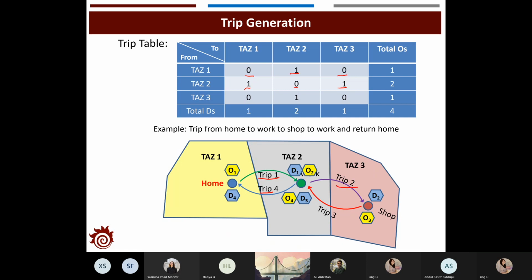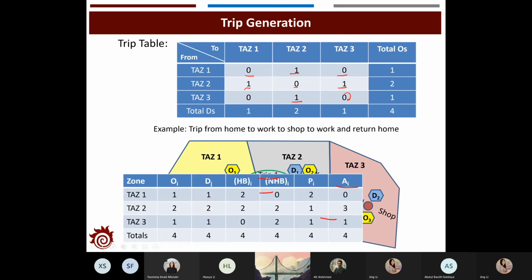That is trip 2. And similarly, you can find out the trips from zone 3 to the other 2 zones. No trip from 3 to 1, but there's 1 trip from 3 to 2. That is trip 3, and no trip from inside zone 3. So with that, you can then define this kind of 3 by 3 trip table. This is what we want.